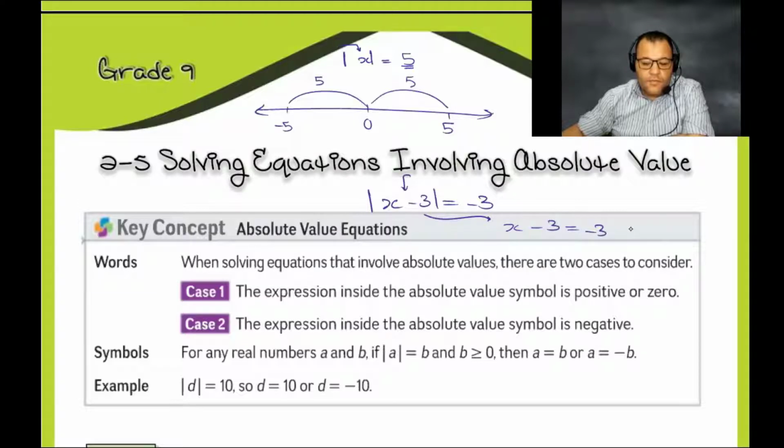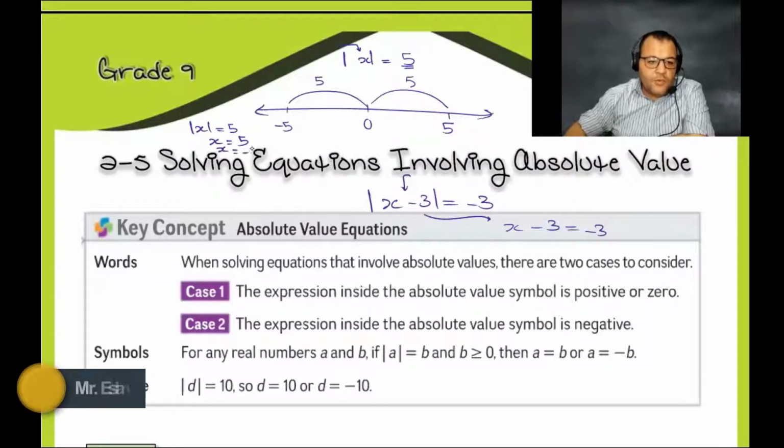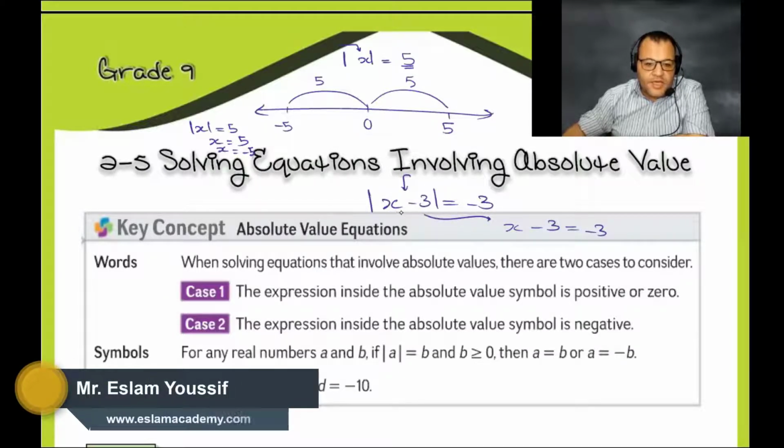Then x equals negative 3 plus 3. I didn't ask you for solving. When I say the absolute value of x equals 5, I said that x equals 5 or x equals negative 5. Now what if I say that the absolute value of x minus 3 equals 3?